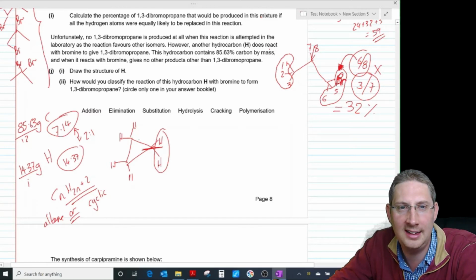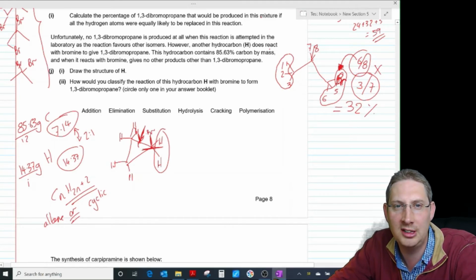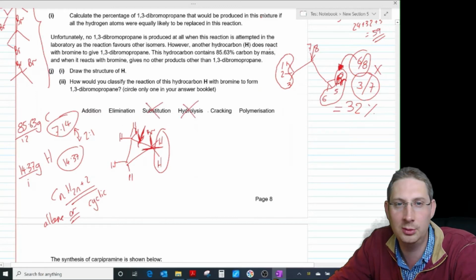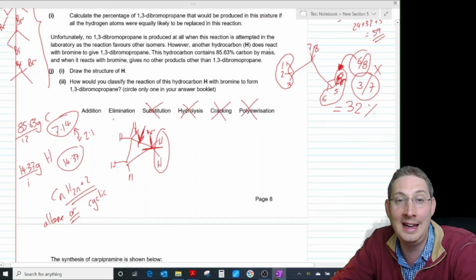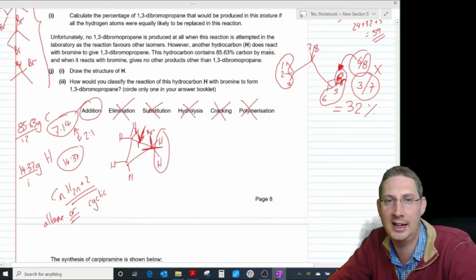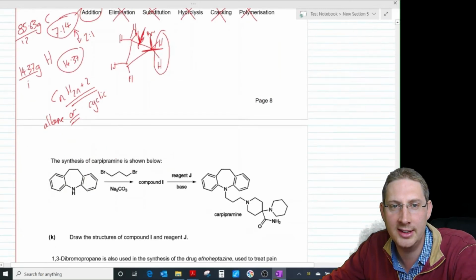In fact, if it goes in here and it breaks this bond, and you add a bromine there and a bromine there, that would give you 1,3-dibromopropane. So what would that be? Well, that's now not a substitution reaction, not hydrolysis, we're not using water, it's not cracking, it's not polymerization, it's not elimination, so it must be an addition reaction. I reckon that's what's going on.